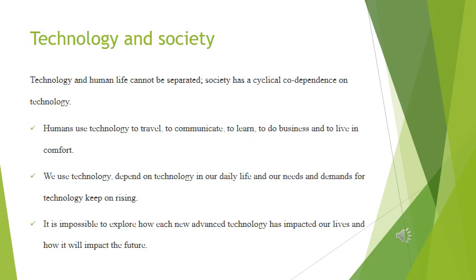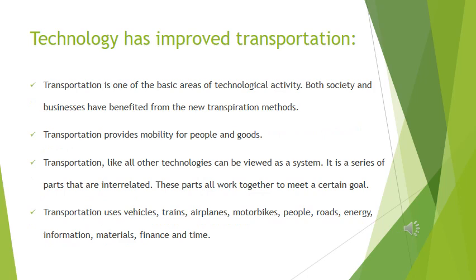My topic is regarding technology and society. Technology and human life cannot be separated, and since society has a cyclical codependence on technology, humans use technology to travel, to communicate, to learn, to do business, and to live in comfort. We depend on technology in our daily life, and our needs and demands for technology keep on rising. It is impossible to explore how each new advanced technology has impacted our lives and how it will impact the future.